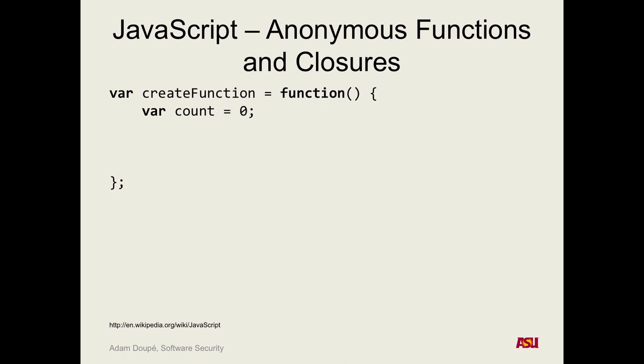Okay. So I can set a variable count equals 0. And here, I can return an anonymous function that returns plus plus count. So what's plus plus count going to do?